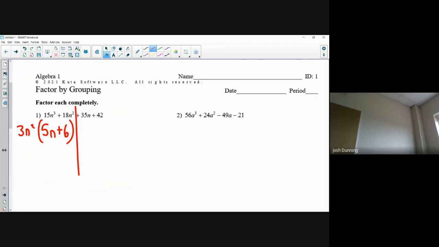Now, do the second side separately. You can divide both the 35 and the 42 by 7. Copying the plus down, I'm dividing out a positive 7. 35 divided by 7 is 5, and plus 6. Now, the way this factoring works, the whole point behind this.